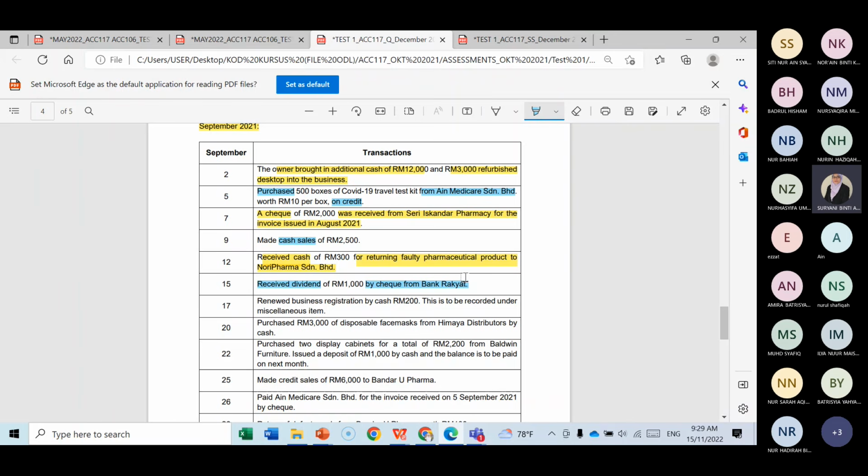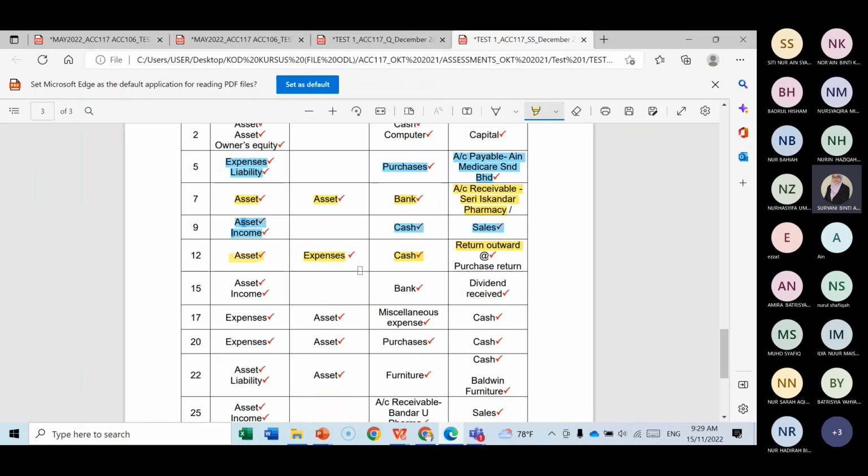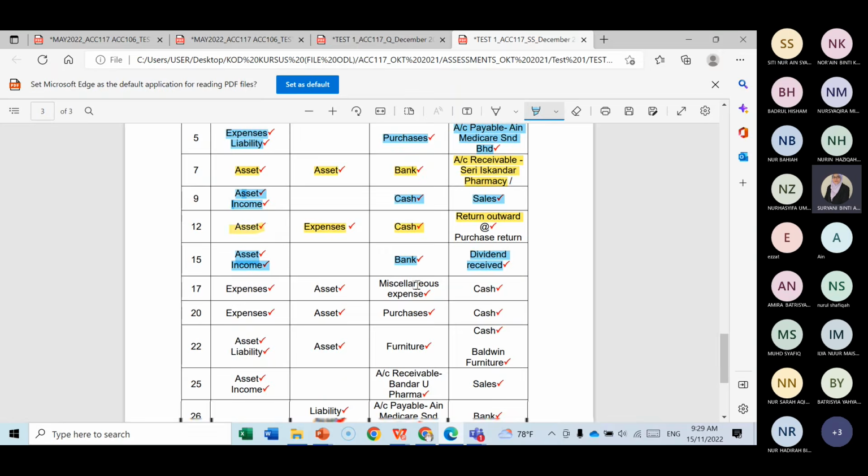So, the effect is increase in asset. Good. And at the same time, there will be increase in... dividend is a type of what, class? Revenue. Revenue or income. Very good. So there will be increase in asset and income or revenue. Increase in asset because you receive the money, right? In terms of check, so debit bank. And increase in income because you get the dividend. So you credit the account with dividend received.